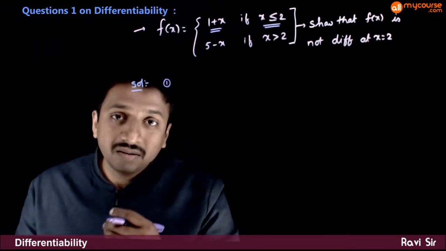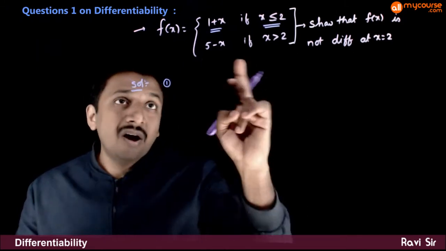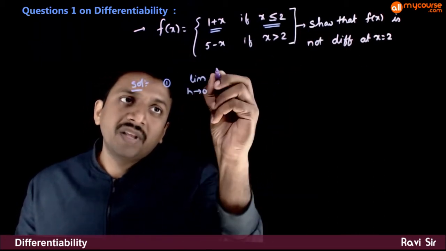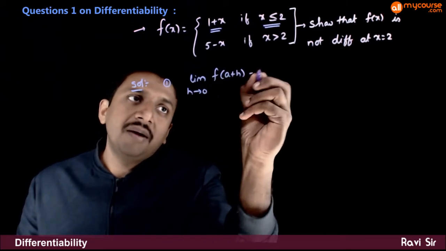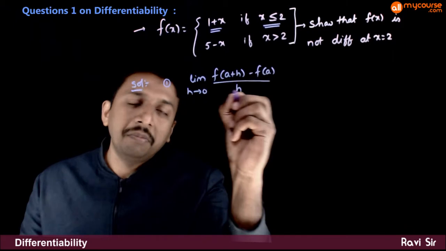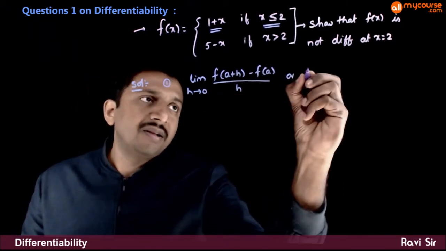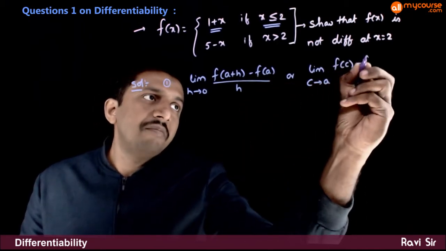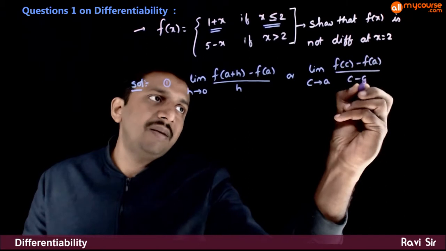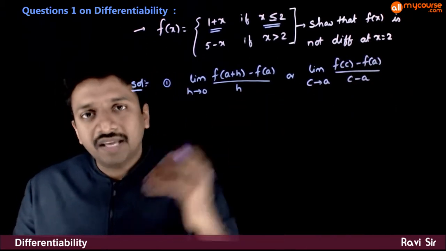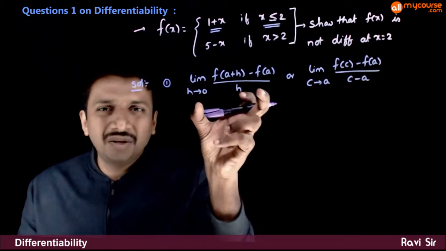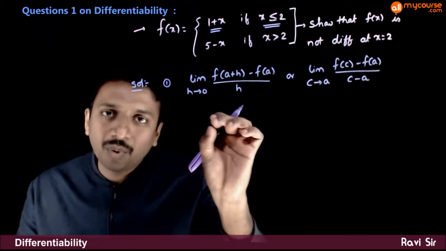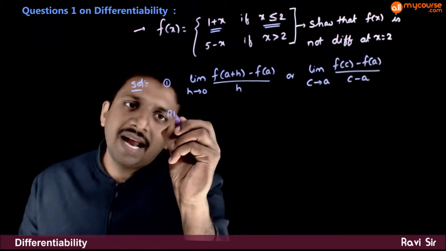So we know that the differentiation of f of x at x is equal to 2 is limit h tends to 0 of f of a plus h minus f of a by h, or limit c tends to a of f of c minus f of a by c minus a. You can use any of these definitions. So first let us use this definition. You need to find the right limit and left limit and see whether both are same. So what is the right hand limit?